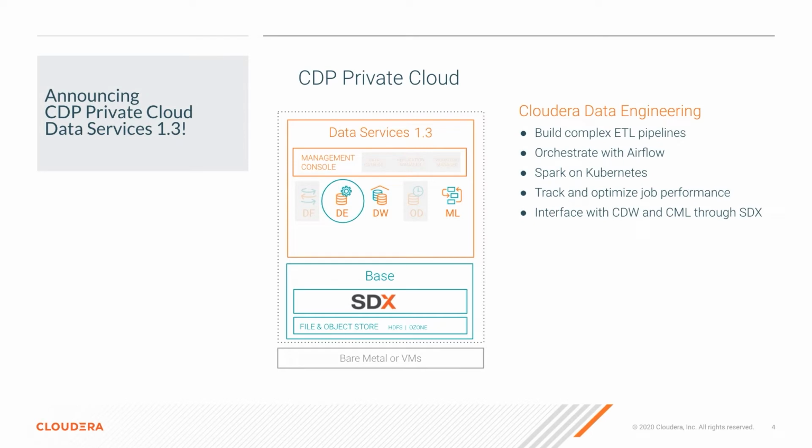Now we have an exciting announcement, which is the release of Private Cloud 1.3, Data Services 1.3. This will be generally available this month in October, and there's two big components that make up this release. The first one is the introduction of Cloudera Data Engineering. With Cloudera Data Engineering, our customers will be able to build complex ETL pipelines that are orchestrated by Airflow. This will all be powered by Spark on Kubernetes, and they'll be able to schedule, track, and optimize job performance.